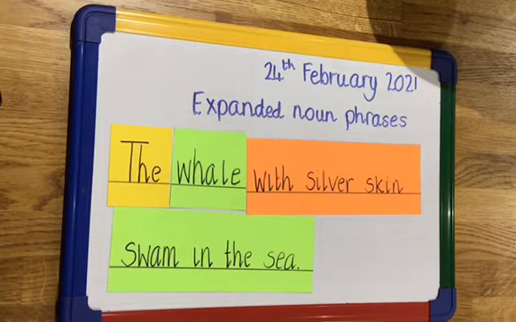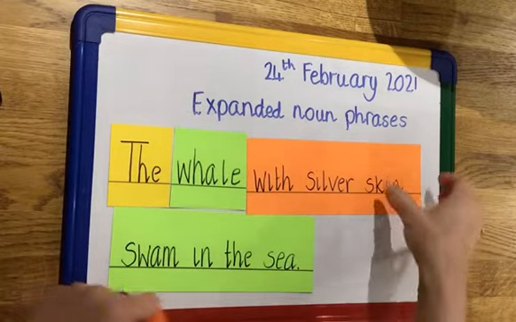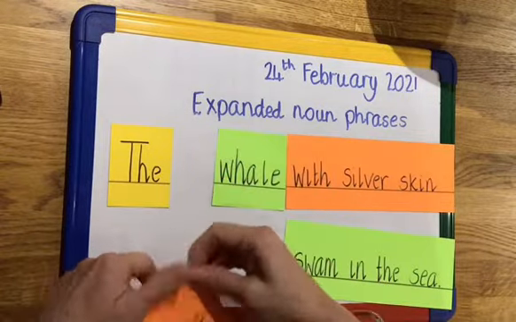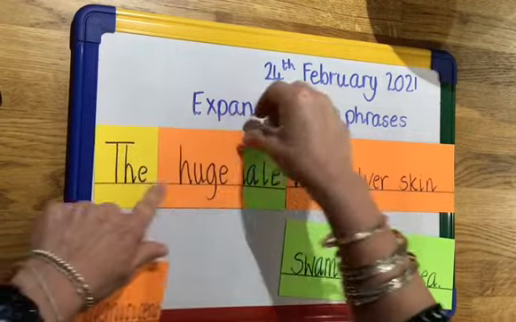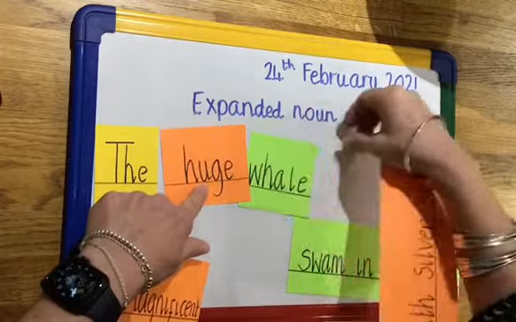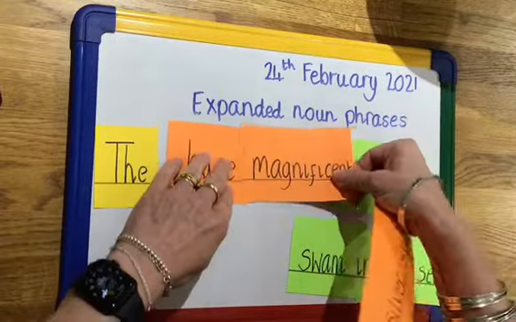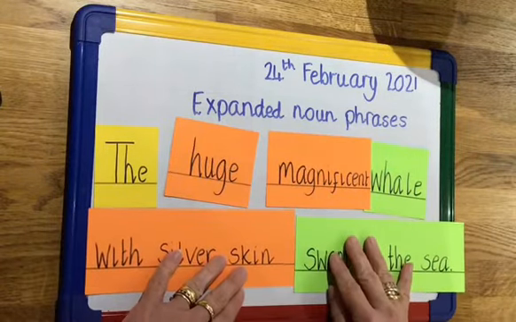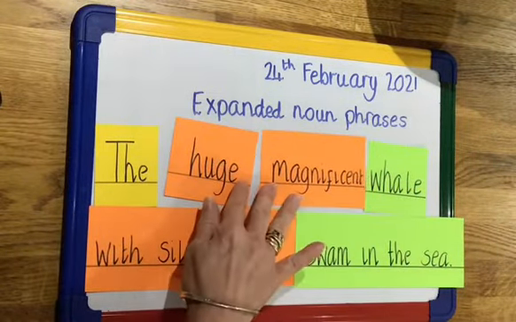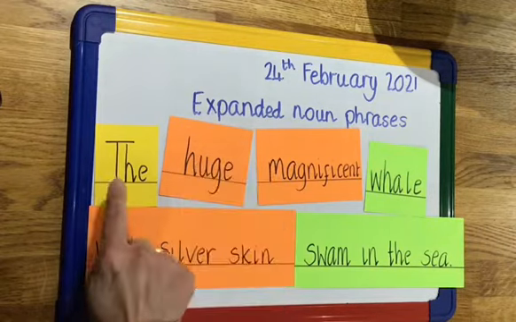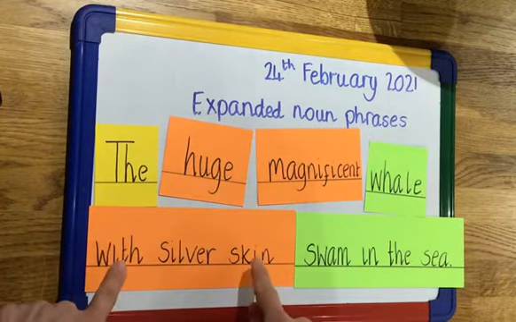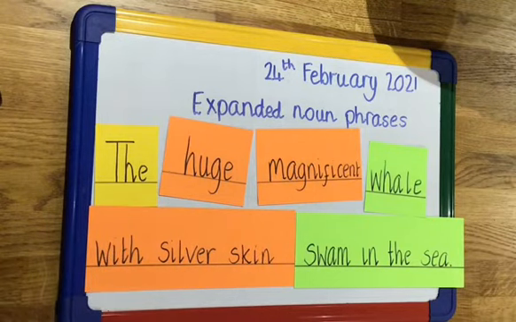And if I wanted to, children, I could expand it even further by adding the adjectives in. So I could have the huge whale, or the huge magnificent whale was what we had, wasn't it? The huge magnificent whale with silver skin swam in the sea. So I could do both. I could expand my noun phrase by adding adjectives in front of it and a prepositional phrase after it. That would make an amazing description.